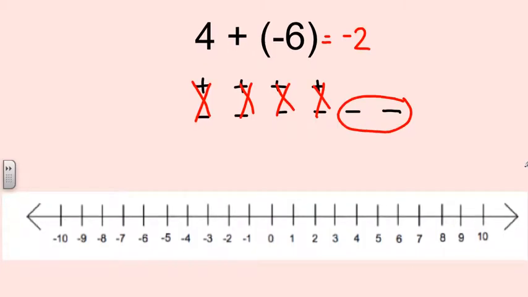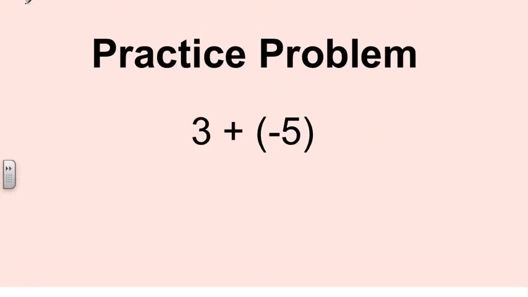If I was doing this problem on the number line, I would start at 0 and go up to a positive 4 because I needed to add 4. And now I'm adding in a negative 6, but because it's negative, I have to go back. 1, 2, 3, 4, 5, 6. My final answer is negative 2. Once again, hit pause, come back, and see if you got it.